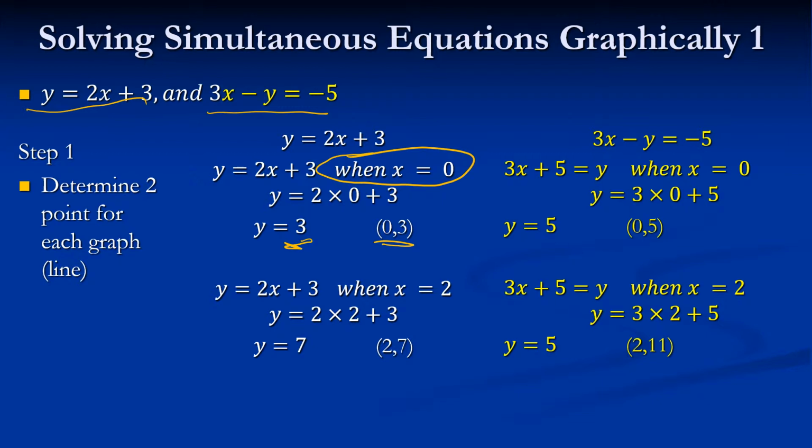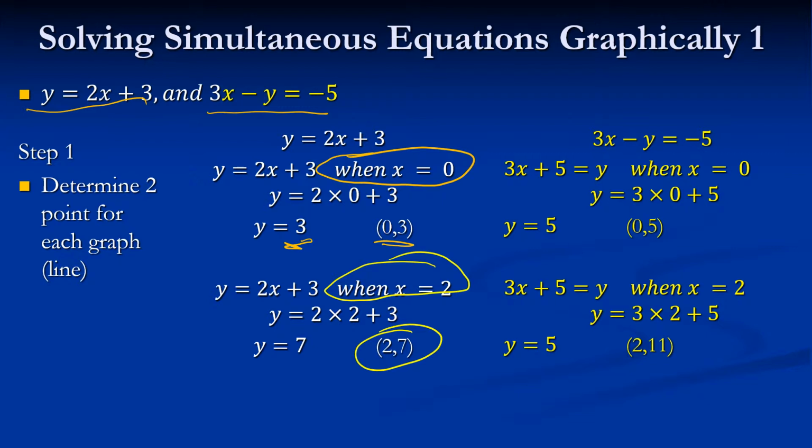Then let's just choose another small easy number like x equals 2. And so what we'll just say is y equals 2 times 2 plus 3. So when x equals 2, y equals 7. So we've got 2 points to put onto a graph, and then we can just use a ruler to draw a line through it. Now let's look at the other equation.